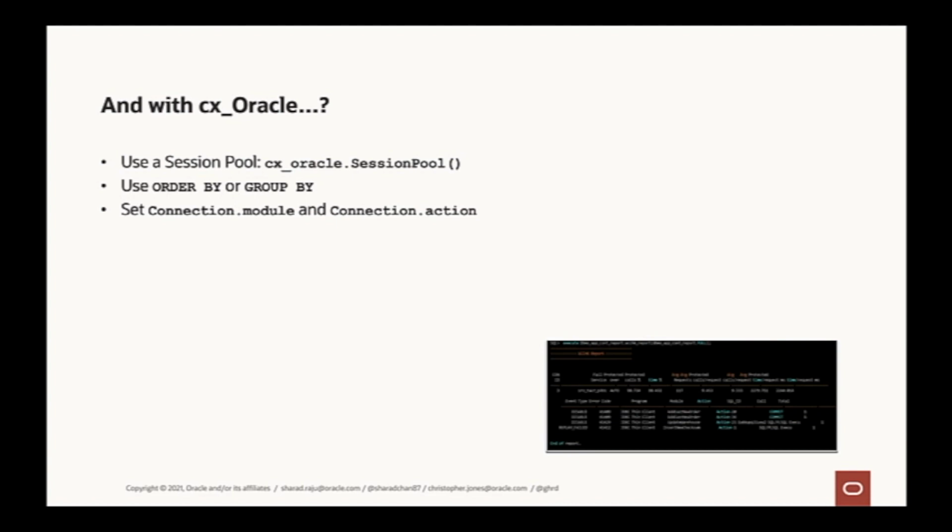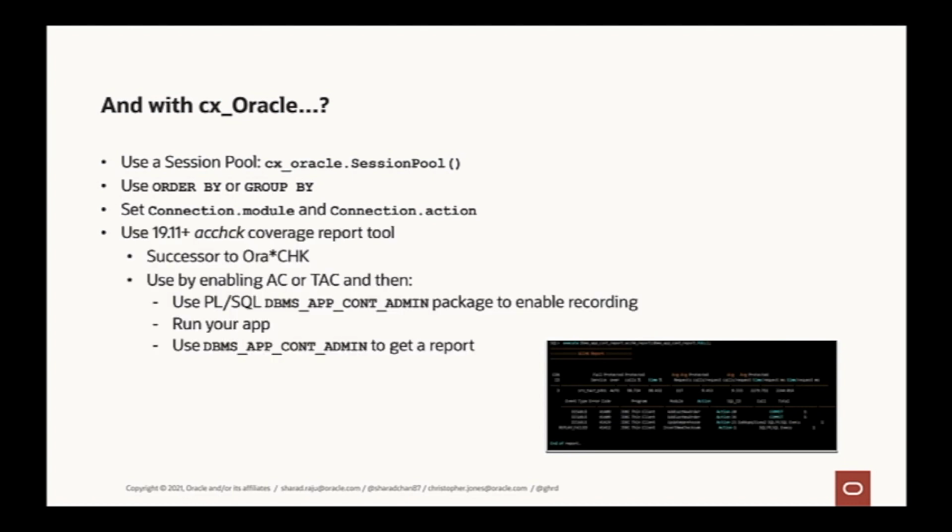And I've jumped a little bit ahead there in the diagram animation, but we have an AC check coverage report tool. The team tells me you really want the 19.12 version, but it's been around for a version or so before that. It kind of replaces the older ORAchk script that we used to have. And it's like AWR, the workload repository. You enable it, so you have a PL/SQL package to enable it, you run your workload, and then you disable it and get a report.